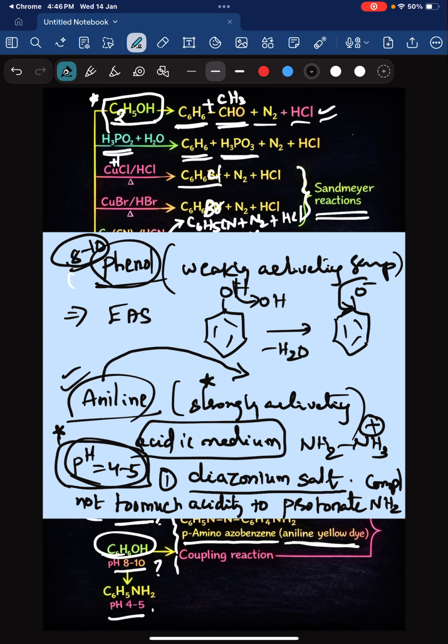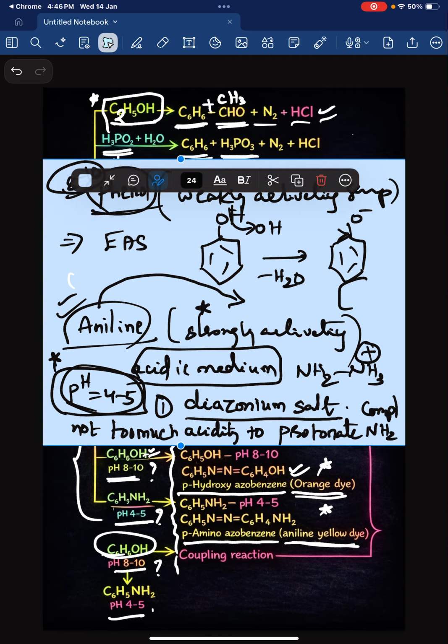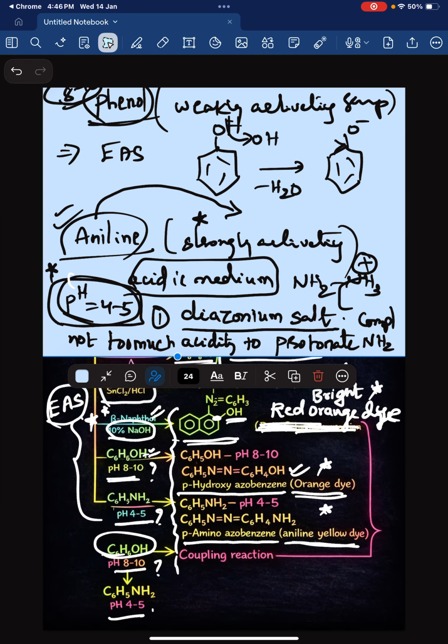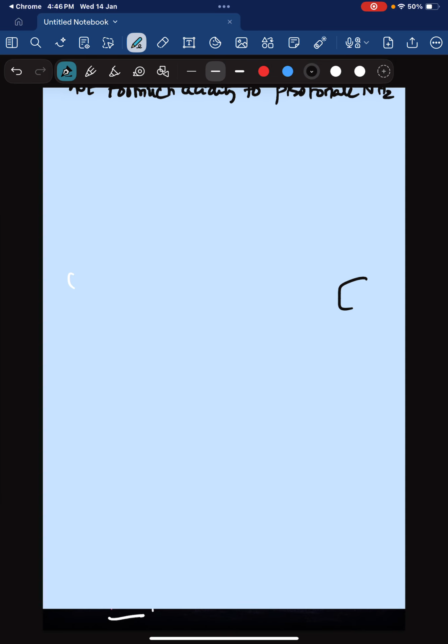Hope it is clear. Coming to methyl orange, how is it going to form? Methyl orange is also one of the important reagents. Preparation of methyl orange is also very important, as it is an indicator.